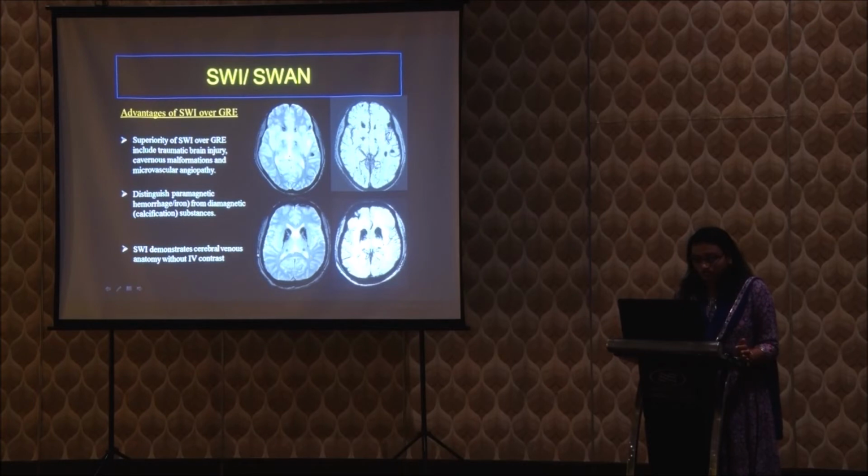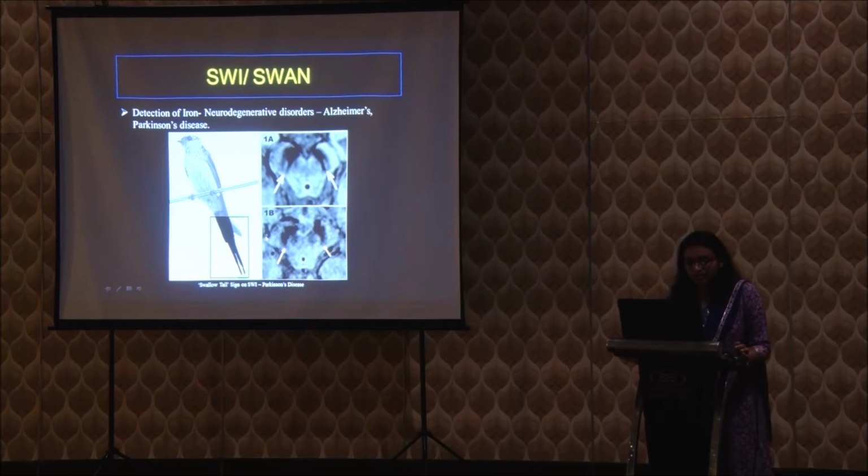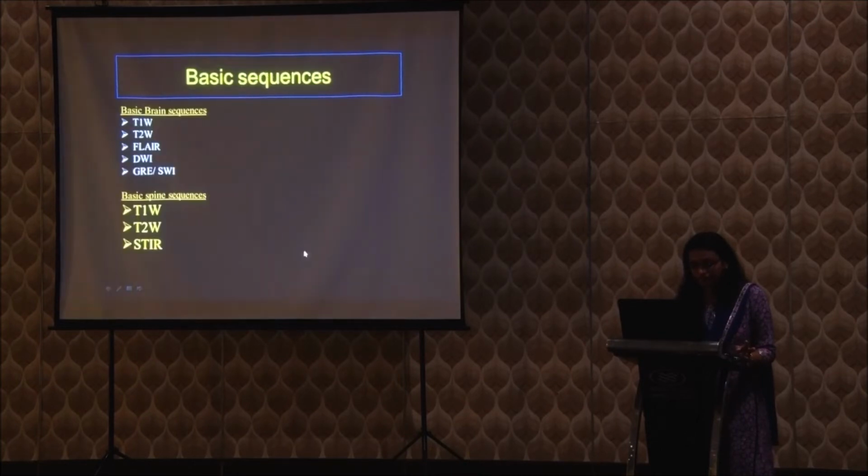Also, this was a case of Fahr's disease, where the calcifications in the thalami are much better appreciated on SWI images. SWI is also used for distinguishing hemorrhage from calcification, and that is possible on some machines. SWI is also used in neurodegenerative disorders. This is the typical swallow-tail sign which is described in cases of Parkinson's disease. The inverted V appearance is a normal appearance on SWI, and it is lost in cases of Parkinson's disease.